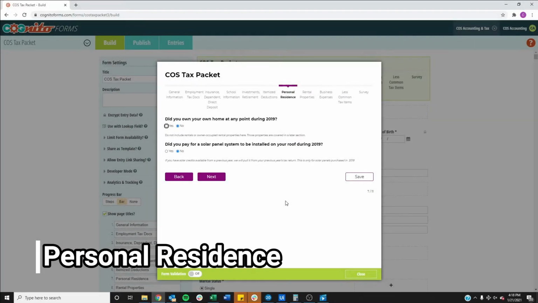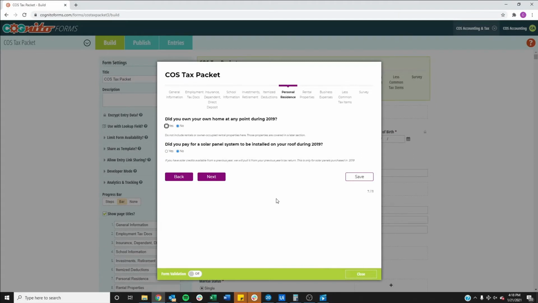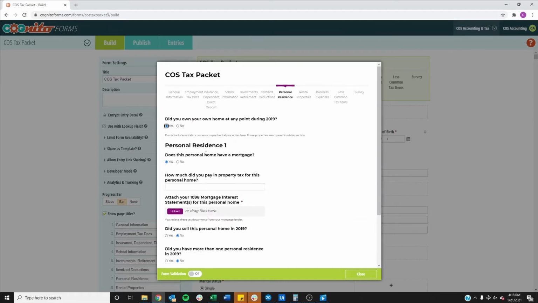In this section, we'll be covering the personal residence part of the online tax packet. This is only for homeowners, or those of you who owned a home during the tax year we are preparing, in which case you would put yes. If you did own rentals or owner-occupied rentals during that tax year, we'll cover that in the next section. This is only for homes that you lived in, where you were the only person living there. If you had a mortgage, we're going to ask you to attach your 1098 mortgage interest statement, which you would get from your mortgage lender. And then we'll ask you how much you paid in property tax.